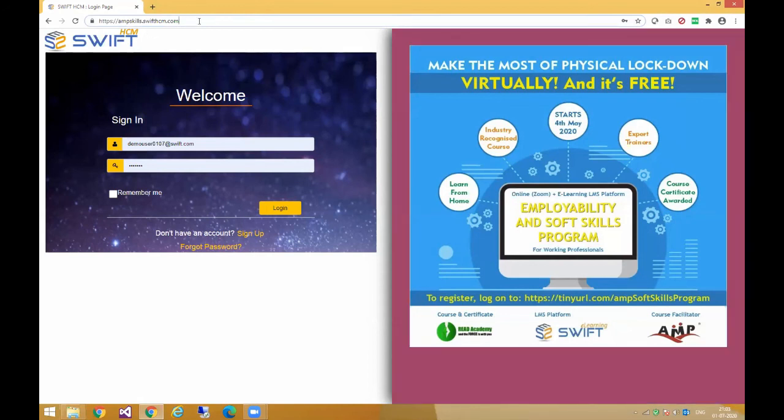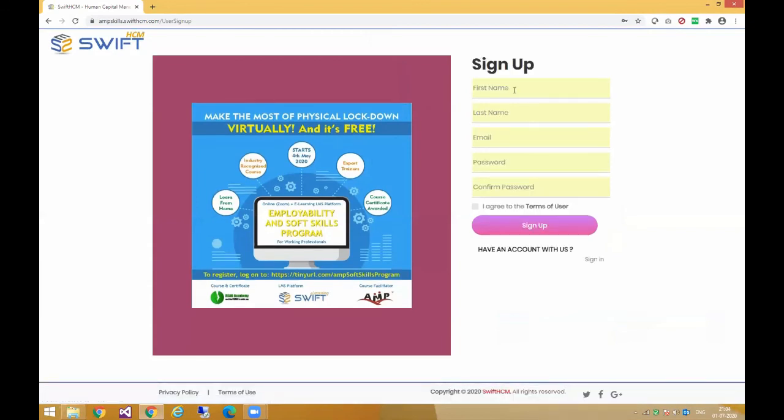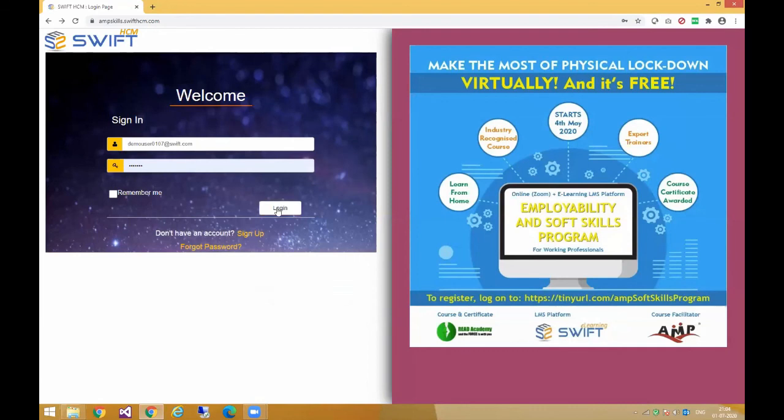ampskills.swifthcm.com. So once you hit that, and if you are signing up for the first time, use the sign up option. And in the sign up option, there are a few fields that are asked for: your first name, last name, email, password, and then you confirm the password and then just sign up. So the moment you sign up, I've already signed up here a little while earlier, so I'll just log in.